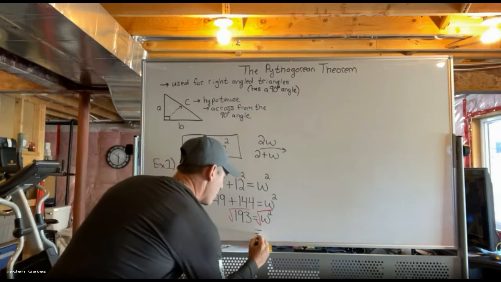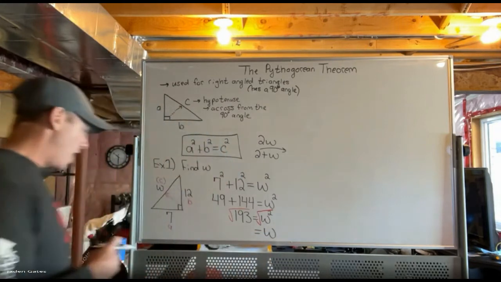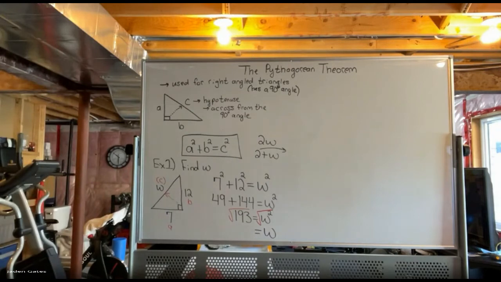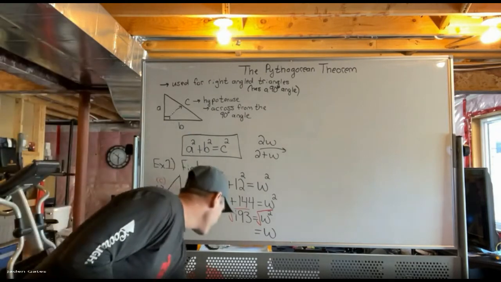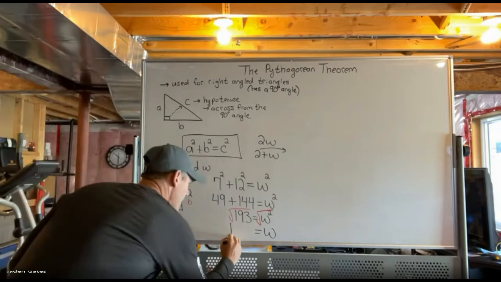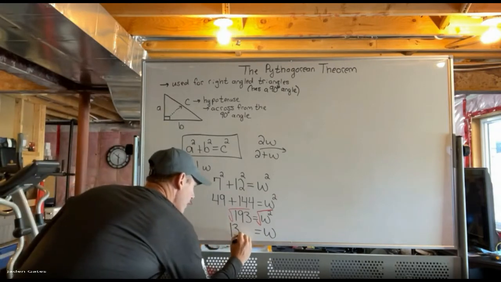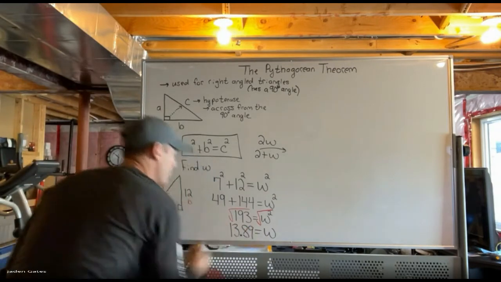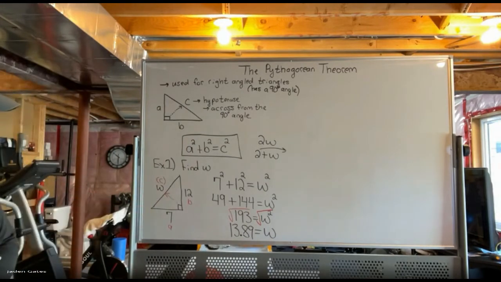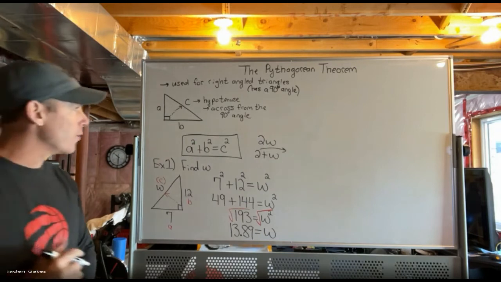Now, when I take the square root of 193, well, I better grab my calculator here. And when I take the square root of 193, I get, and again, always to 2 decimal places, 13.89. And there we go. And so that would be the length of our side W. All right, now I'm going to try another one here.